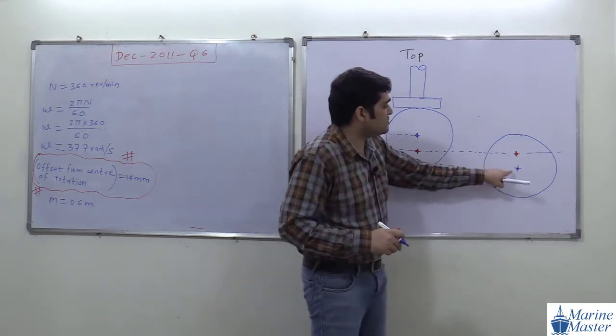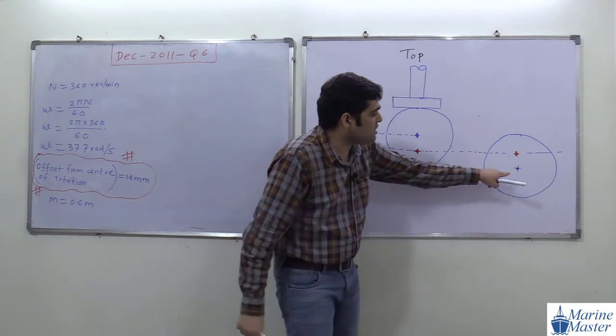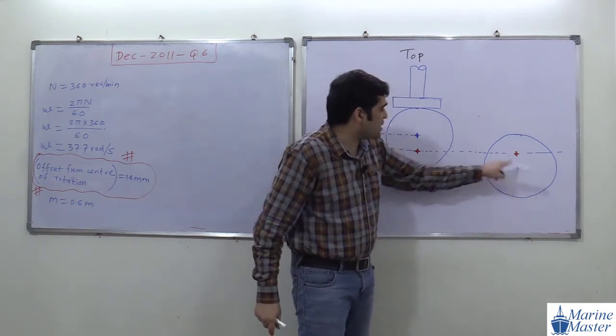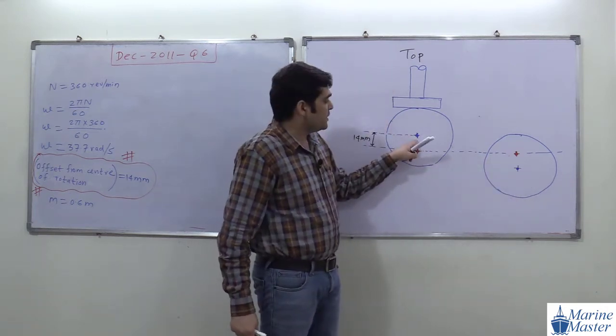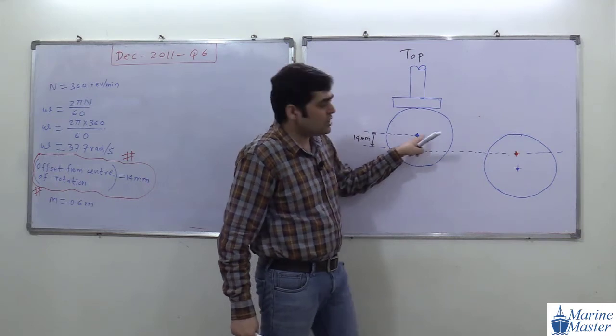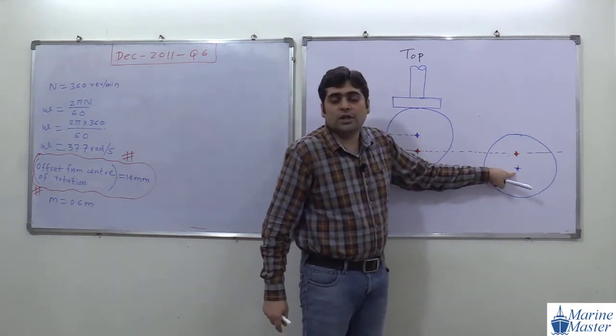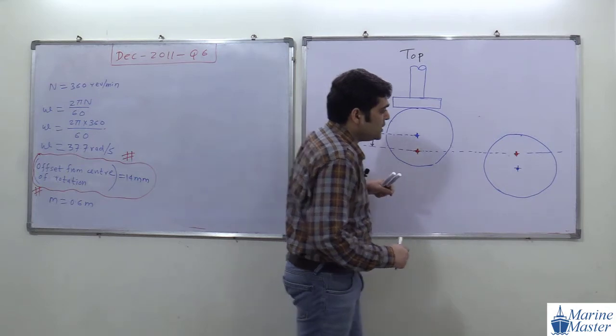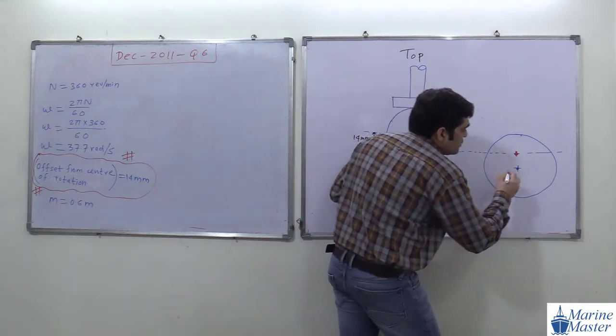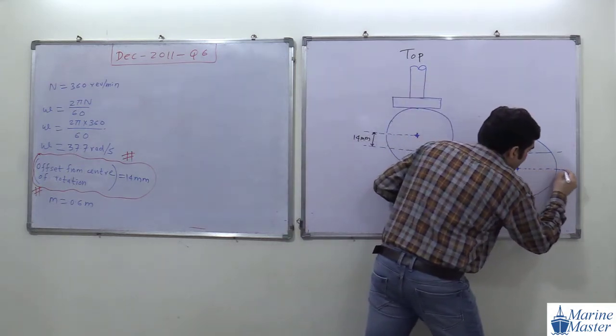So this position is the lowest position of this point. For the center, this is the highest position, and this is the lowest position. So here try to observe the scenario. Now what will happen? So here it is 14 mm below again.